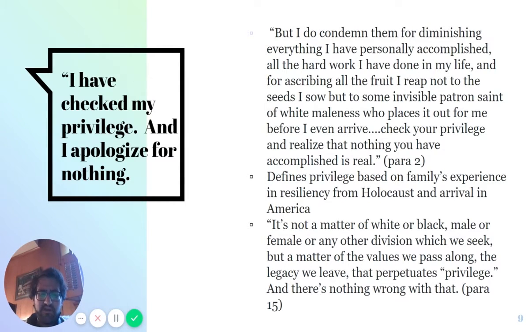He goes on in paragraph 15 of his essay to say, "It's not a matter of white or black, male or female, or any other division which we seek, but a matter of the values we pass along, the legacy we leave that perpetuates privilege."